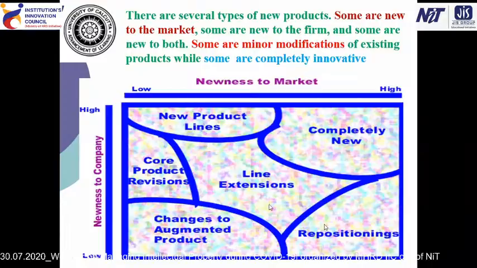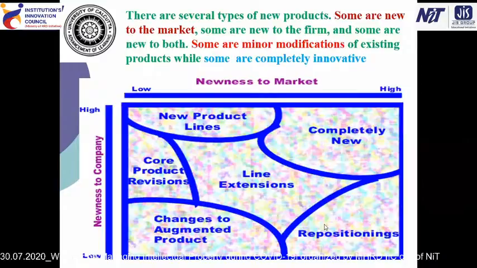Some are a minor modification. This is the new product line, the completely new. This one is the new product revision and line extension, the change to augmented product and the repositioning. And this one is completely new. So we define here the newness, and new is the innovation to invention. That's the property of IP.